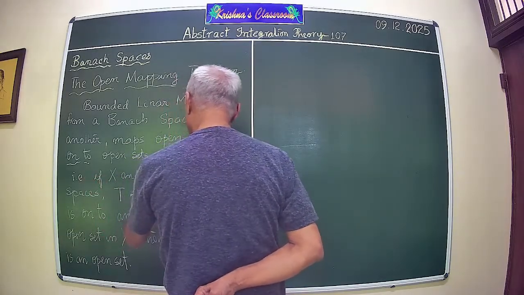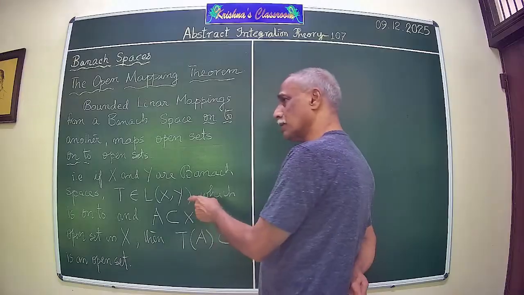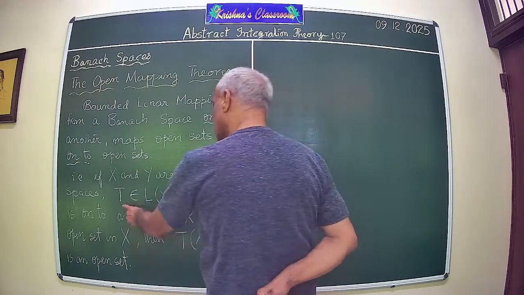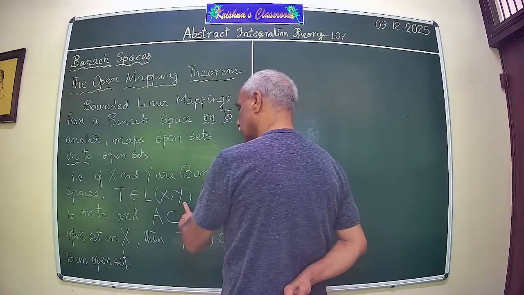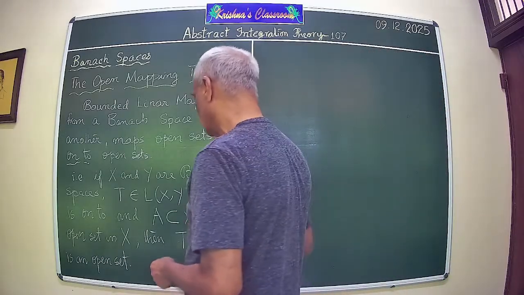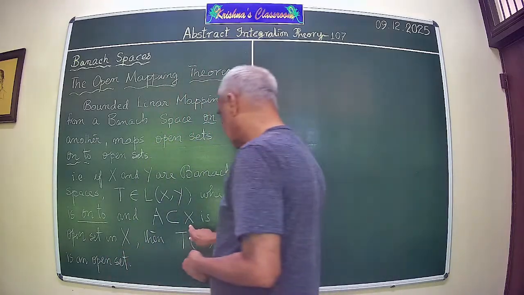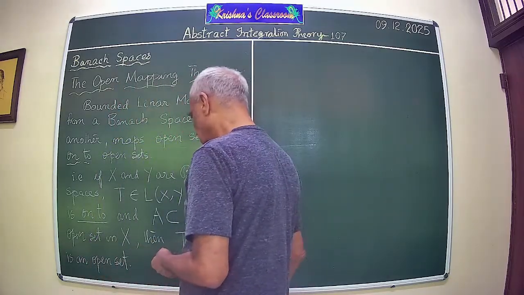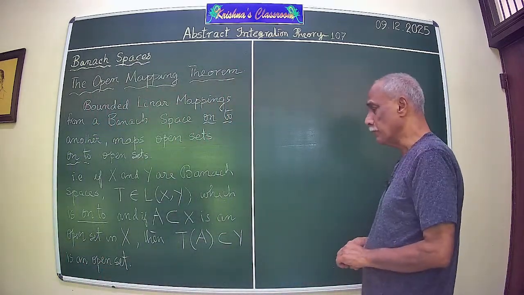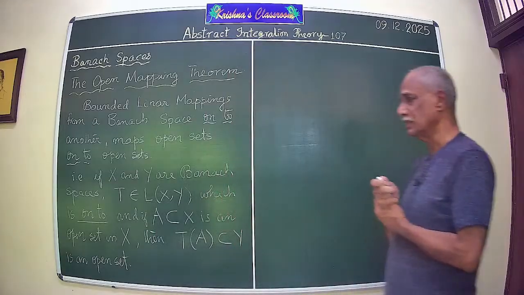If X and Y are Banach spaces and T is a linear transformation from X to Y, and you know that T is not just a linear transformation from X to Y, but it's also a continuous linear transformation, or equivalently a bounded linear transformation from X to Y, which is onto, and if A contained in X is an open set in X, then the image of A under T in Y is an open set. Now this is the more precise statement of the theorem.